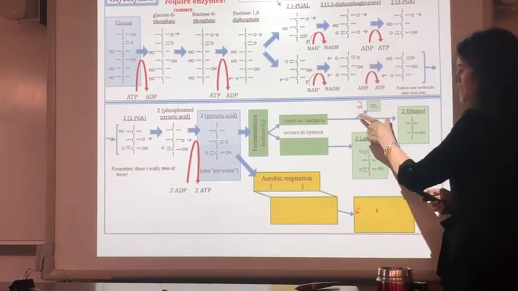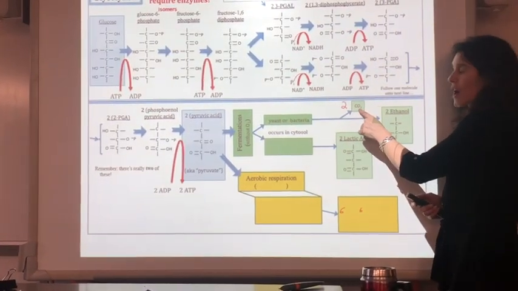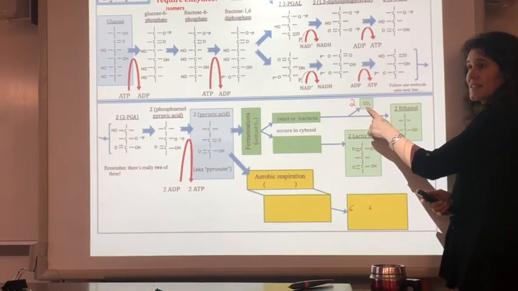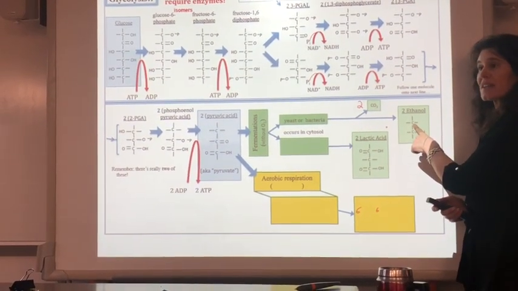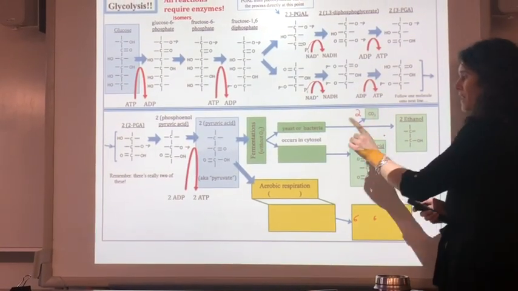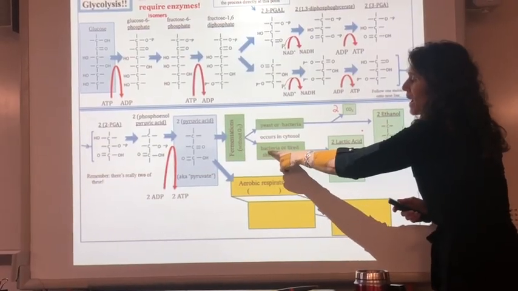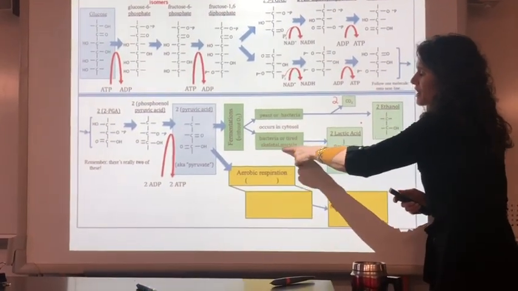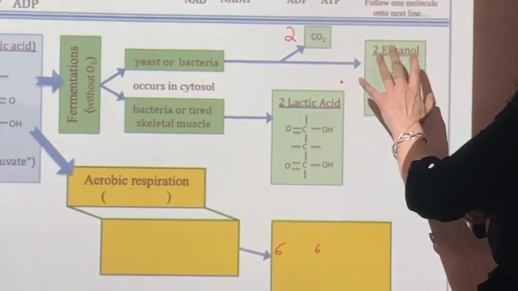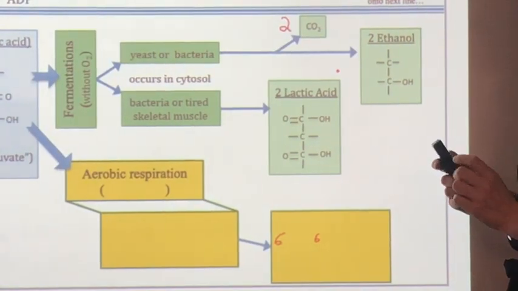If we have yeast or bacteria, the pyruvate is further broken down into ethanol and carbon dioxide. Remember, this is what makes the bread rise. This gets evaporated when you bake it. This is the kind of alcohol that's in beer or wine. Okay, stay away from it. If you have other strains of bacteria or tired skeletal muscle in any animal, instead of the pyruvic acid being broken down into alcohol and carbon dioxide, it is converted into lactic acid.